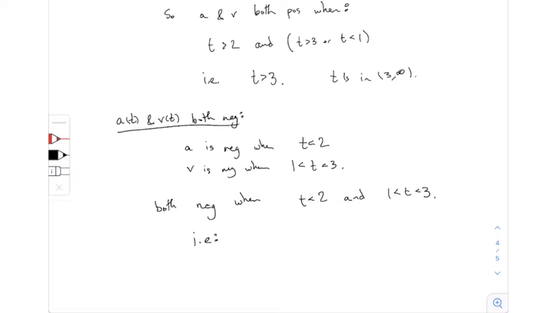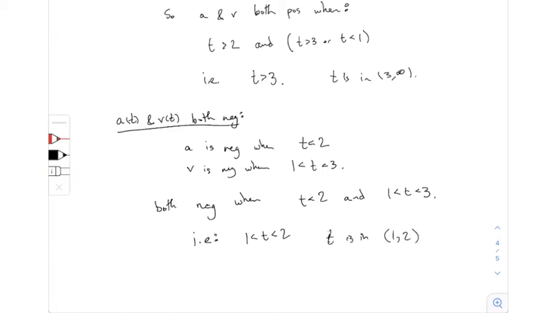Yeah, between 1 and 2, right? It has to be between 1 and 3, but additionally it has to be less than 2, so it better be between 1 and 2. T is between 1 and 2. If you'd like to write it as an interval, t is in the interval 1 to 2, right?